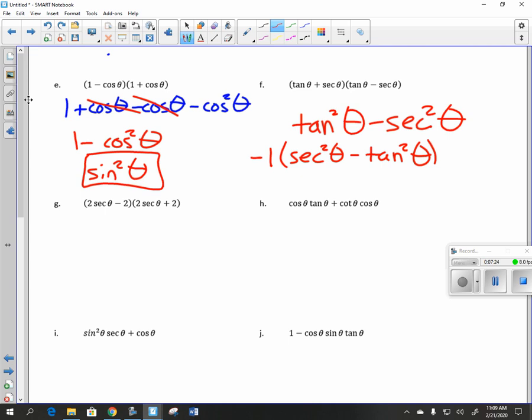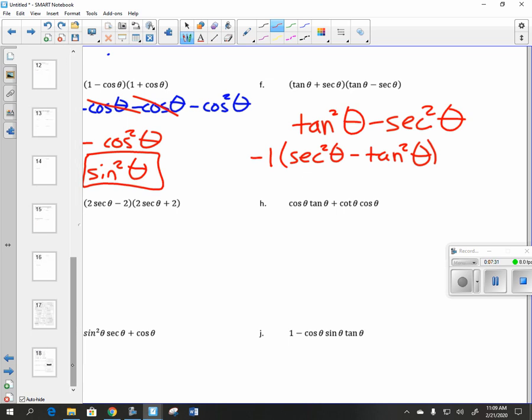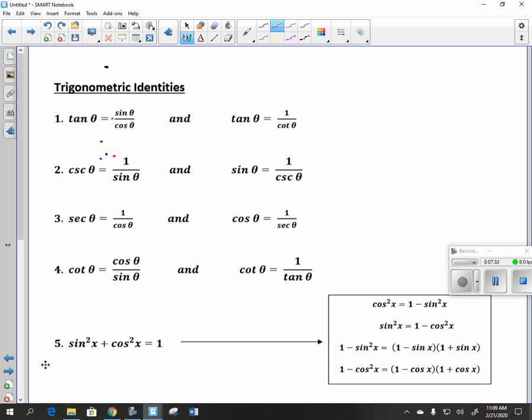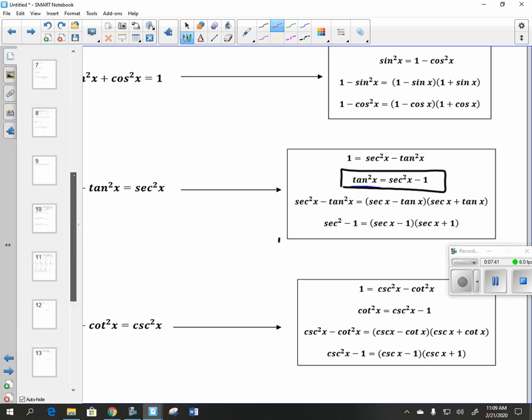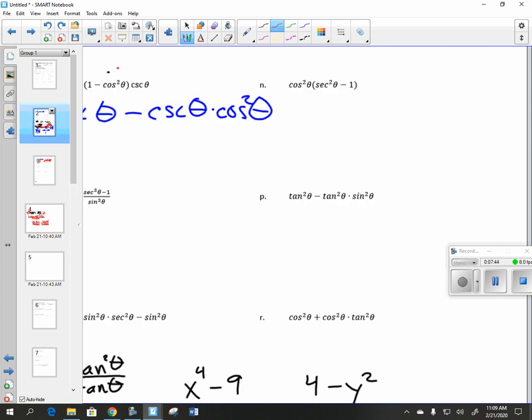What is secant squared minus tangent squared? If you don't know, then you should for sure have the sheet out in front of you so you can reference it. And when you have it out, you'll see that secant squared minus tangent squared is in fact 1. So the answer then is -1.